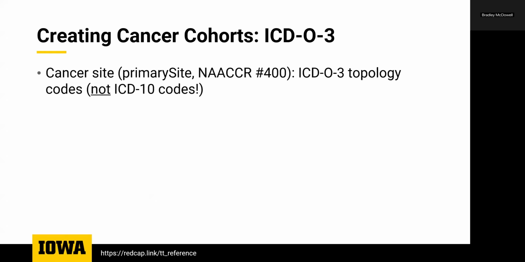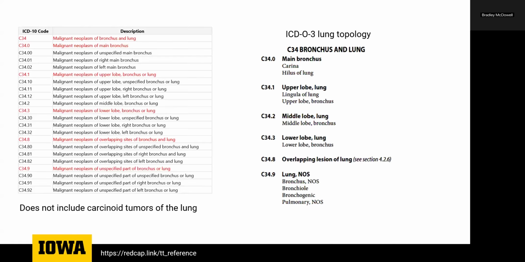This variable is populated with ICD-O-3 codes. The O stands for oncology. There's a link to the ICD-O-3 manual at the end of my slide deck here. The important thing that I really want to dwell on for a moment here is that these ICD-O-3 codes look a lot like ICD-10 codes, but they are not ICD-10 codes. They're very close, but they're not the same.